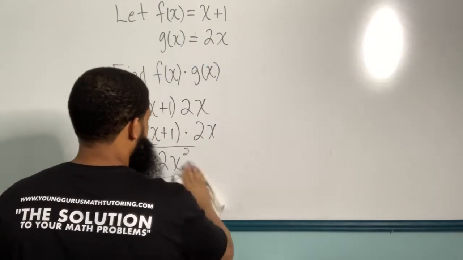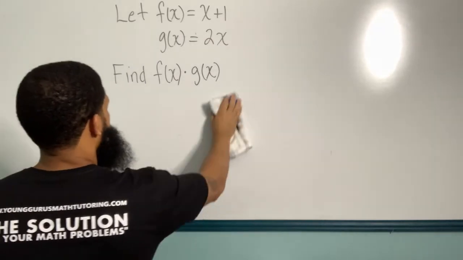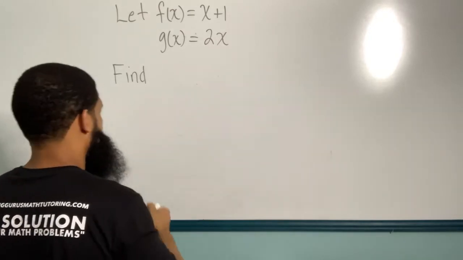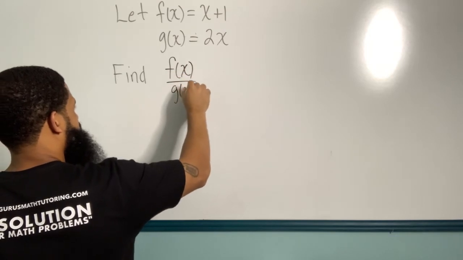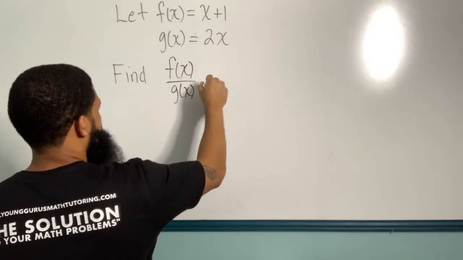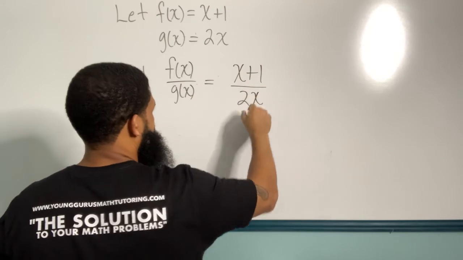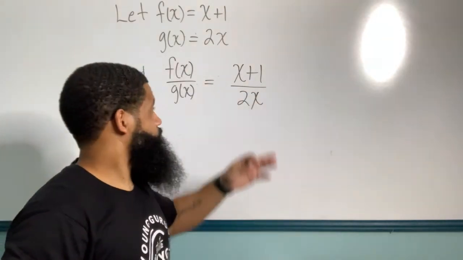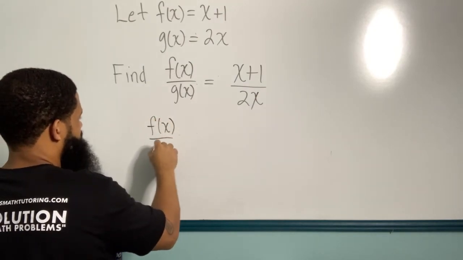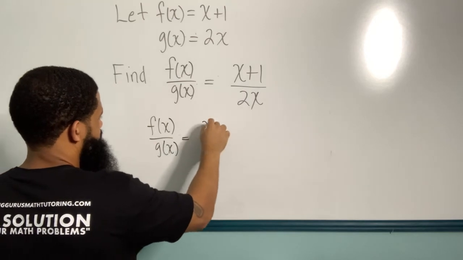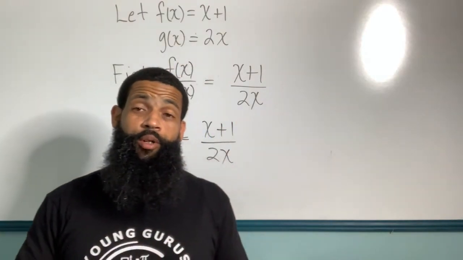So f divided by g of x is going to be f of x divided by g of x. Let's do it right here. f of x is x plus 1, and then divided by g of x. There's nothing really we can do to that. There's no way we can simplify that. So f of x divided by g of x is simply x plus 1 over 2x. So for function operations, notice I used a very basic function.